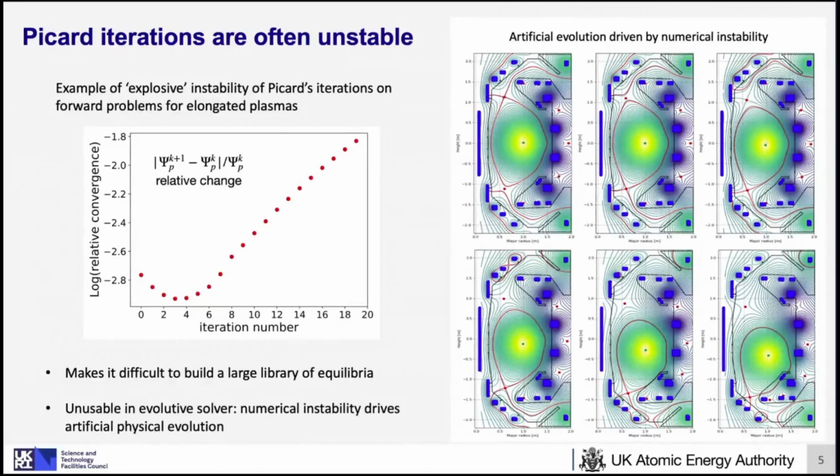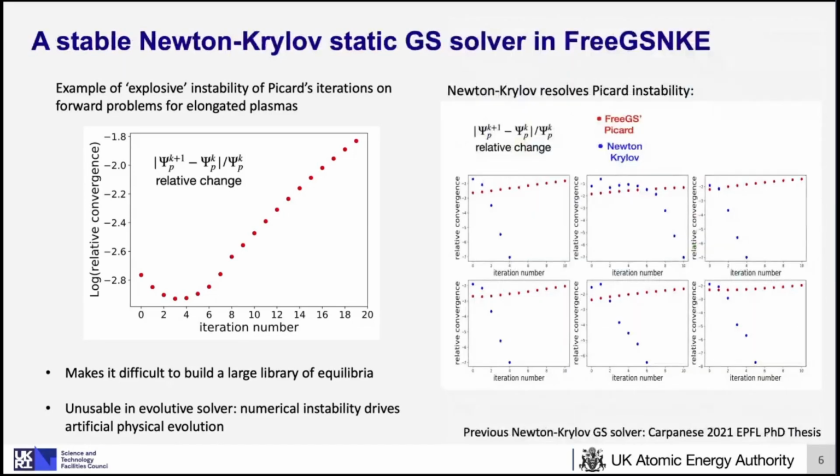Of course, there's different ways we could have gone there. We could have just stabilized the Picard iterations, but we actually took inspiration from previous work at EPFL by Francesco Carpanese, and we just implemented our own Newton-Krylov solver in FREEGSNKE, and this basically resolves entirely the convergence problem, the instability problems of the Picard iterations.